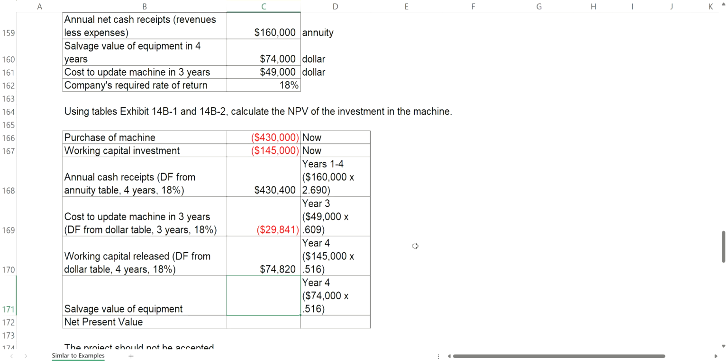Now, you also have an increase in value from the salvage value of the equipment at the end of year 4. And again, we will use the dollar table because that's a one-time payment at the end of year 4, 18%. So it will be the same as the working capital, 0.516 as a discount factor. So I will take the salvage value of $74,000 times 0.516.